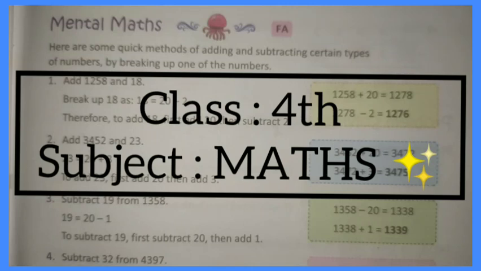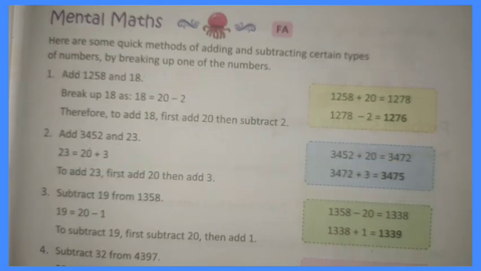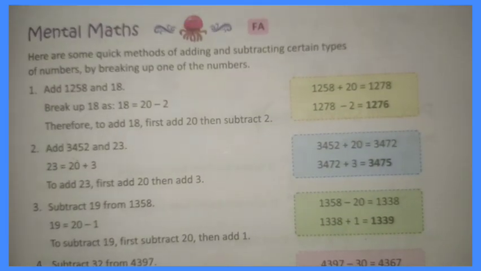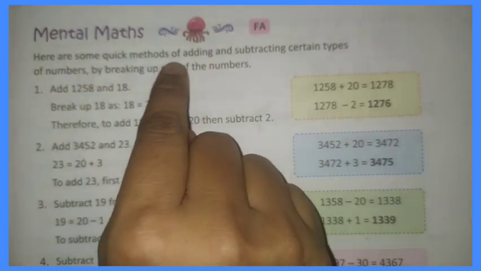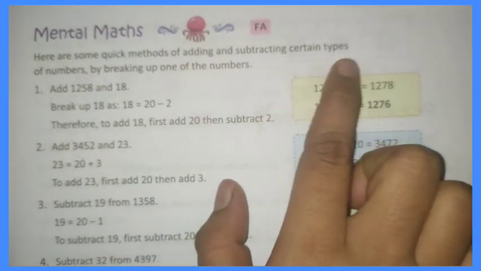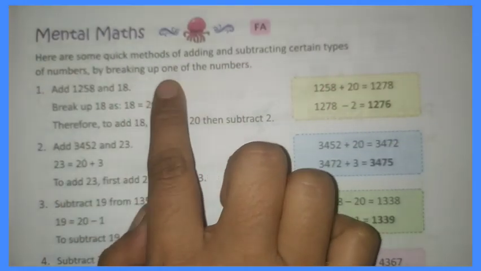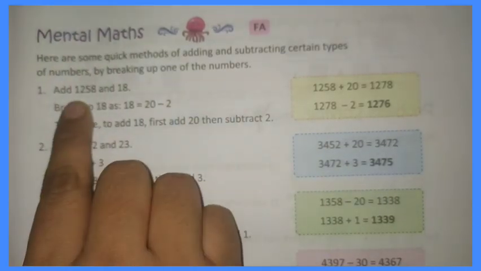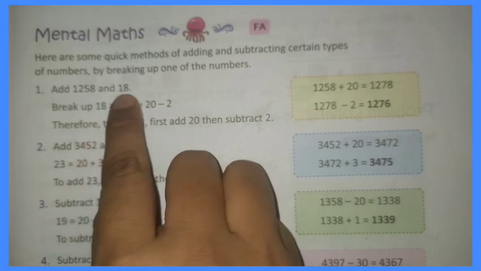Good morning students. In the previous class we completed mixed pack word problems. Now we are going to learn these mental maths problems. Here are some quick methods of adding and subtracting certain types of numbers by breaking up one of the numbers. First, add 1258 and 18.